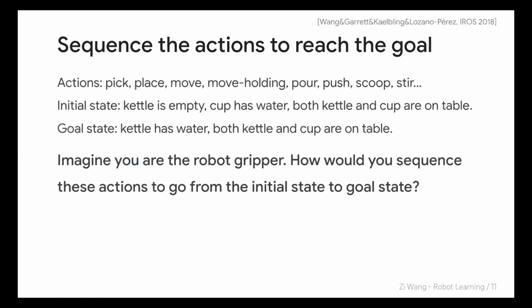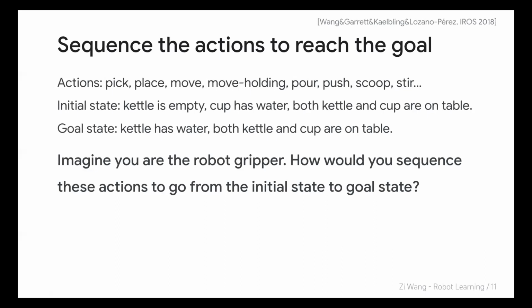so in STRIPS, basically what we want to do is to use these descriptions of the actions to go from the initial state to a goal state. And so I thought it might be interesting to do a quick example. So imagine we have a set of actions: pick, place, move, move while holding something, pour, push, scoop, stir. So these are the actions the gripper can take.